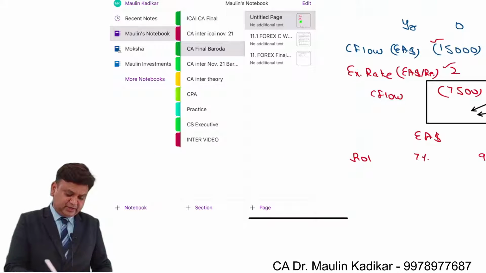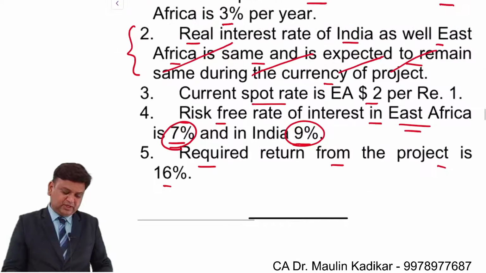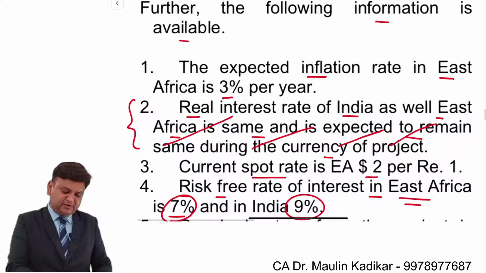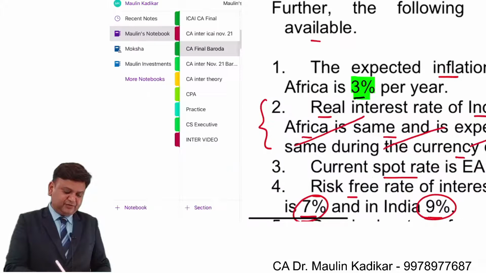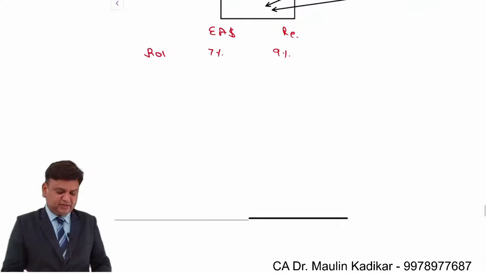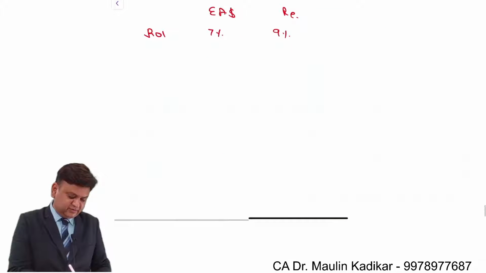You may be having a point that, sir, what about the inflation rate information which is given to us in the first point? You can see that the East African currency inflation rate is given to us. That is 3%.